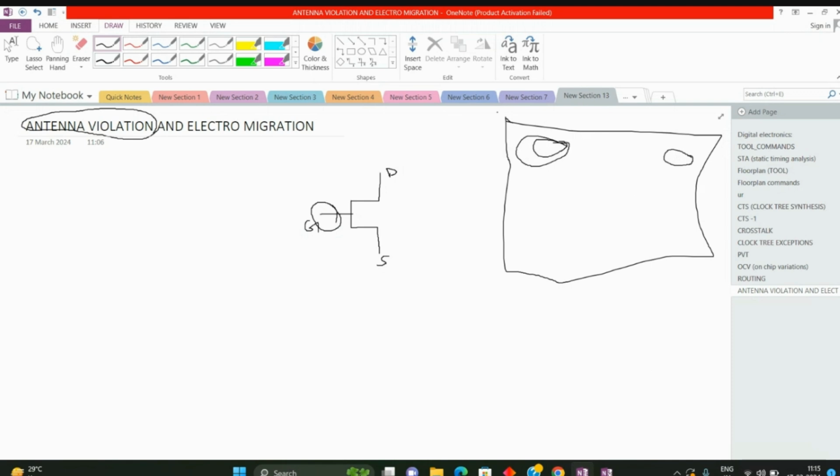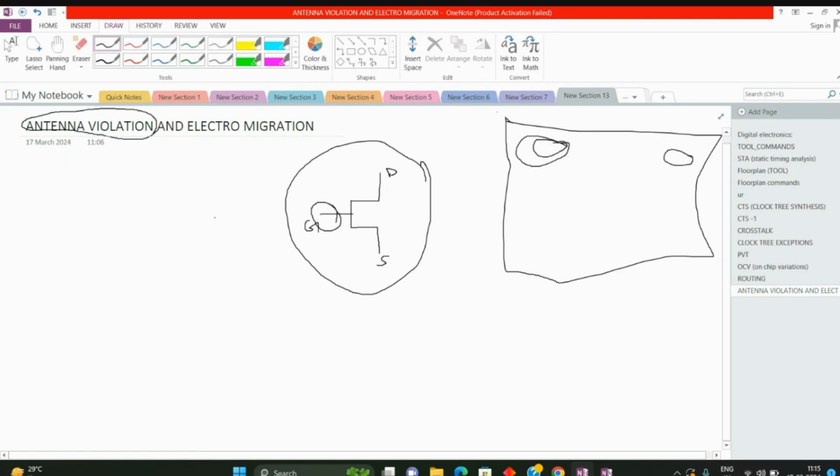But antenna and electromigration are about while manufacturing, while fabricating the chip. Some chemicals will be put to design some layers, some gold, copper, platinum and so on, which will be poured to form the layers. At that stage you may come up with antenna violation and electromigration. So what is antenna violation? Every cell's internal structure is in the transistor only, right? Usually.